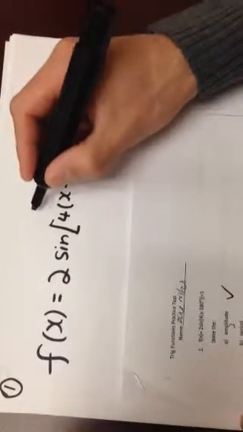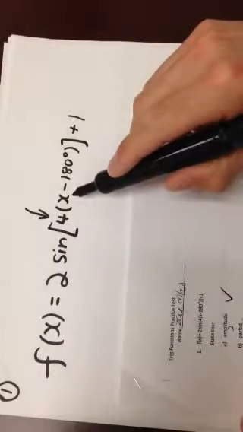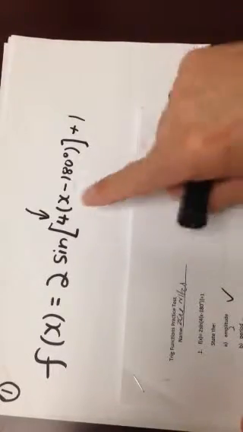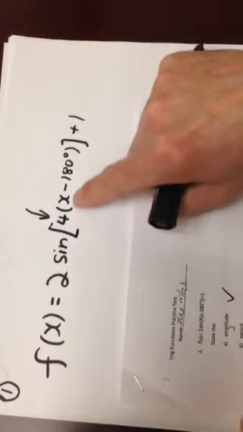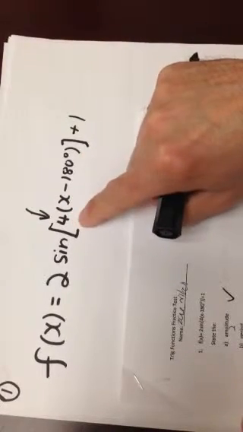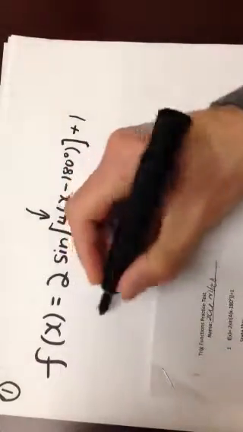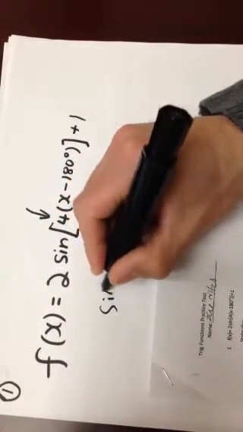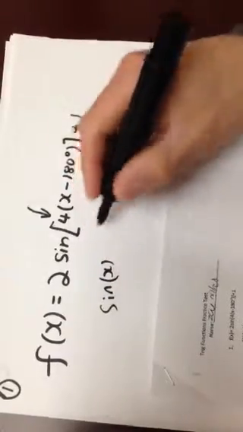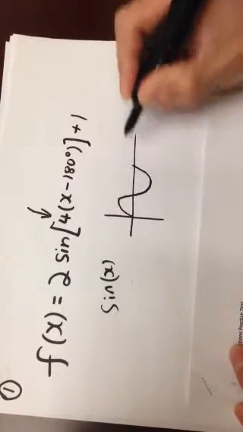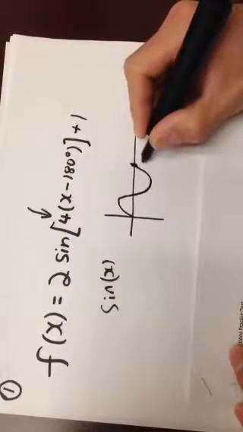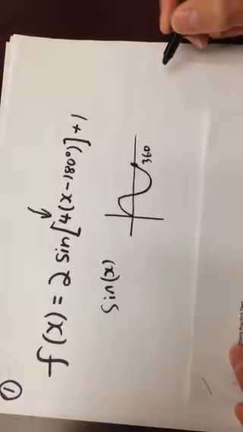The period, however, we determine by looking at this number here. What I want you to watch for is find the number that's being multiplied by your variable. Your variable is in brackets, but you can see sort of indirectly that this number is being multiplied by x. We use that number to determine the period. If you consider sine x, it looks like this, as you know, because you did a good job sketching it. And it has a period of 360 degrees.